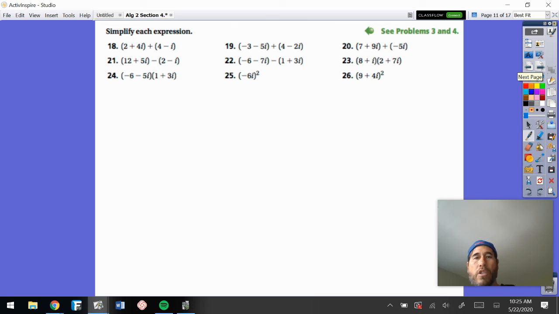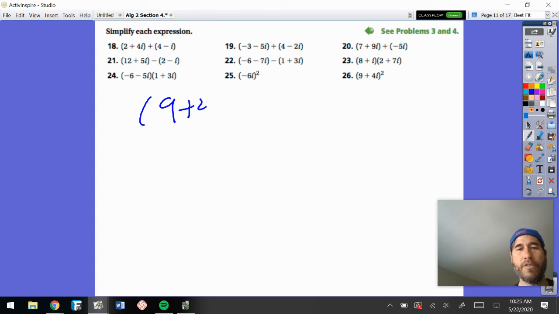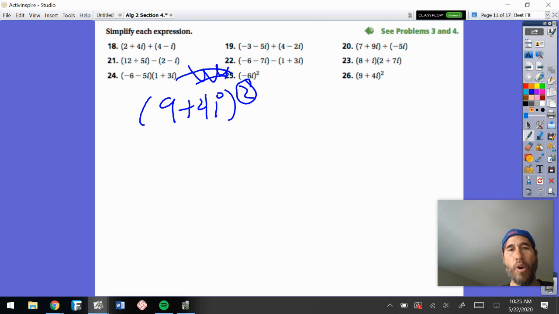The one I'm going to do is the one that usually messes students up the most, and that would be number 26: 9 plus 4i, squared. Most students make a mistake here. I want you to hit pause and write down your first step, and let's see if you made the mistake. What do most students do here? They square each term first, but exponents you cannot distribute. When you see an exponent up there, what it means is you have two of these.